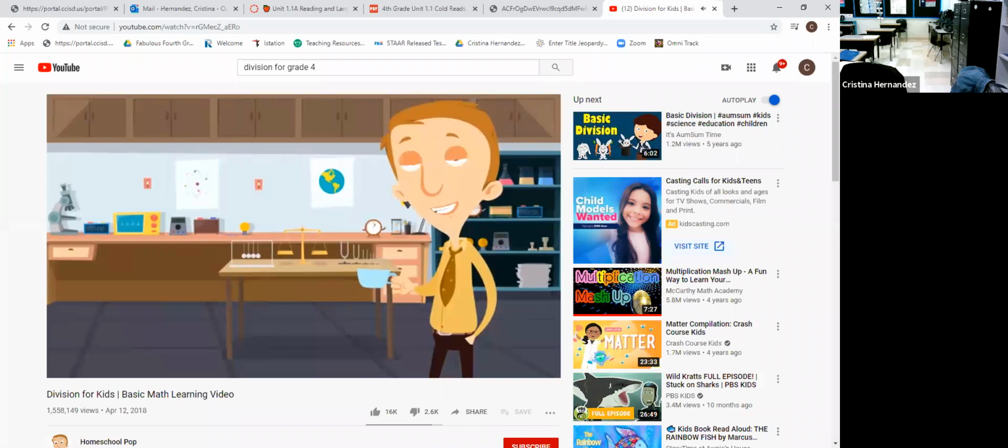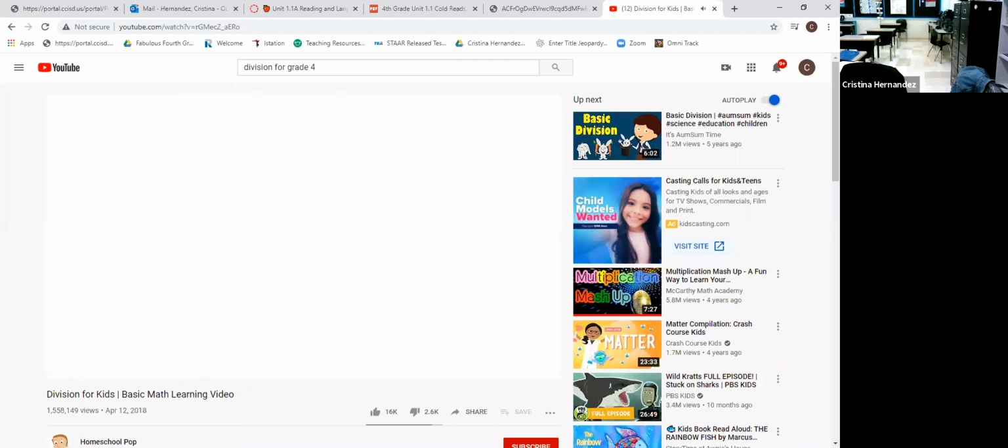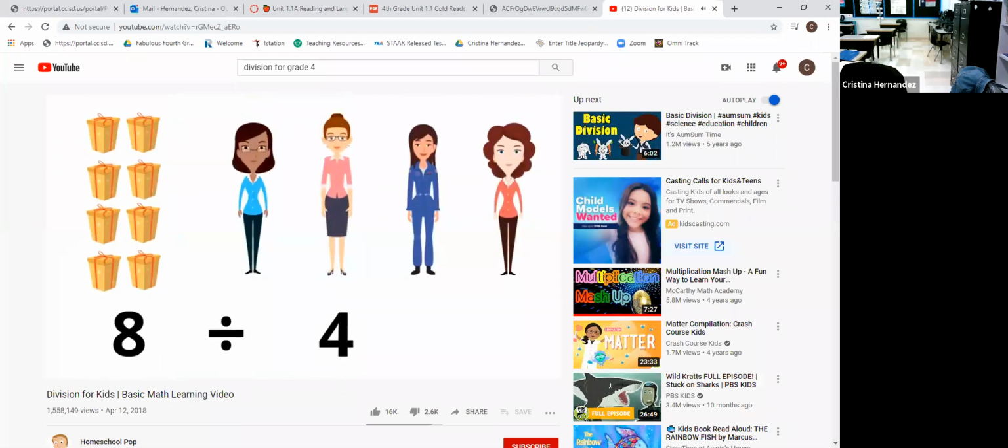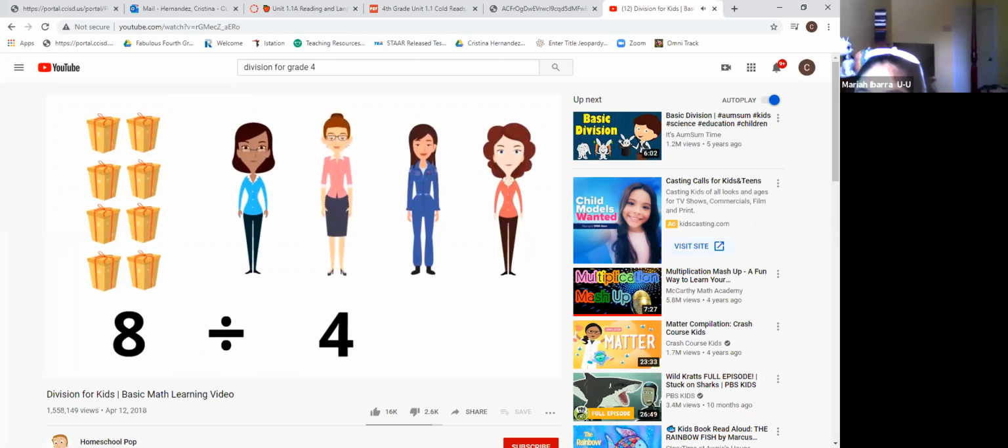Let's try another example of division. Let's say there are 8 presents, and there are 4 women, and we want each of the women to get the same amount of presents as the other women because we want it to be fair. Notice the division sign. We are going to divide or split up 8 by 4. There's going to be 2 for each.